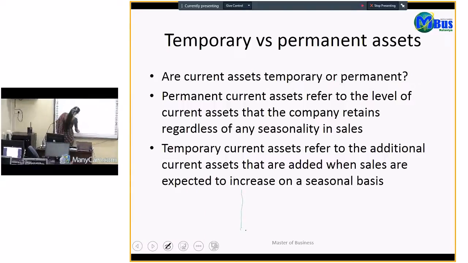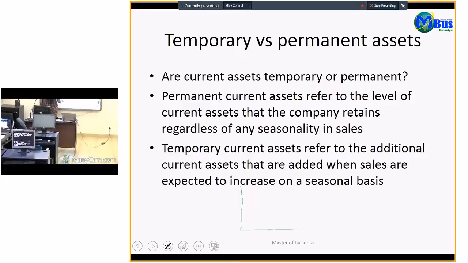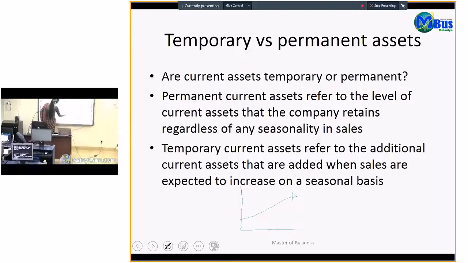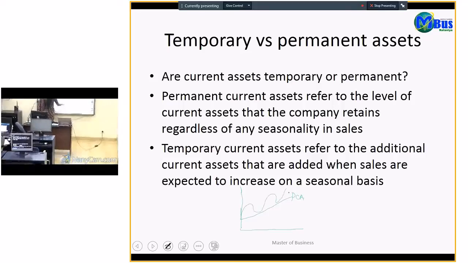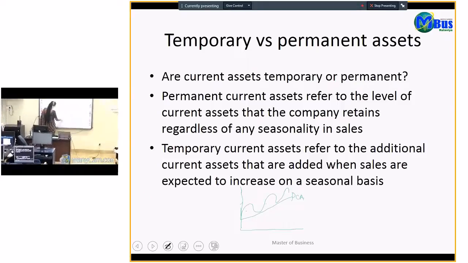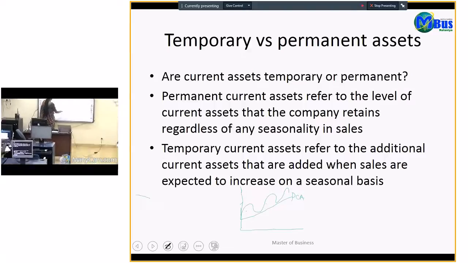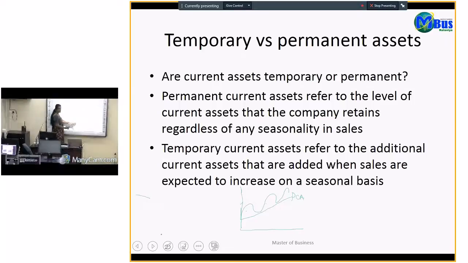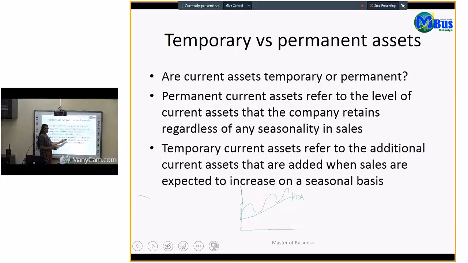If you take the graph, this would be the permanent current assets. During the season period, this will be fluctuating. This is the total current asset requirement. This shows the fluctuations due to the seasonal effects. So this is the combination of permanent and temporary current assets.